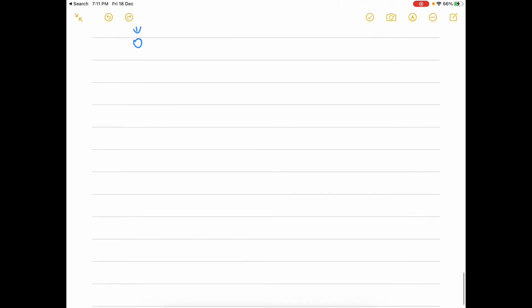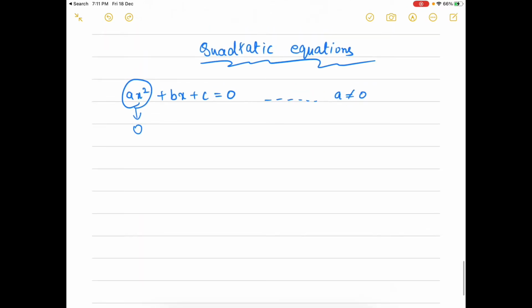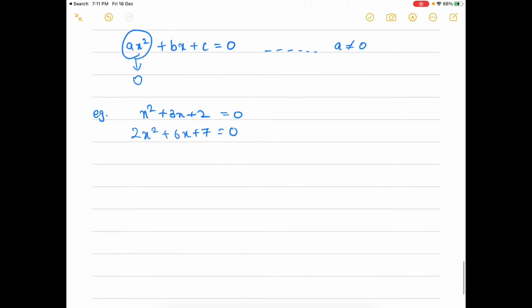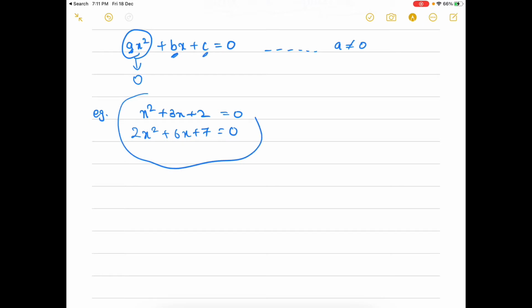Now let's see the examples of some quadratic equations. Example 1, x square plus 3x plus 2 equals 0 is a quadratic equation. 2x square plus 6x plus 7 is equal to 0. Even this is a quadratic equation. Now let's see what a, b and c stand for in these two equations.